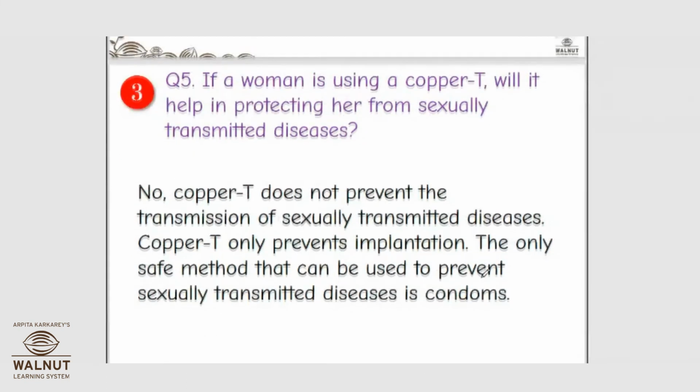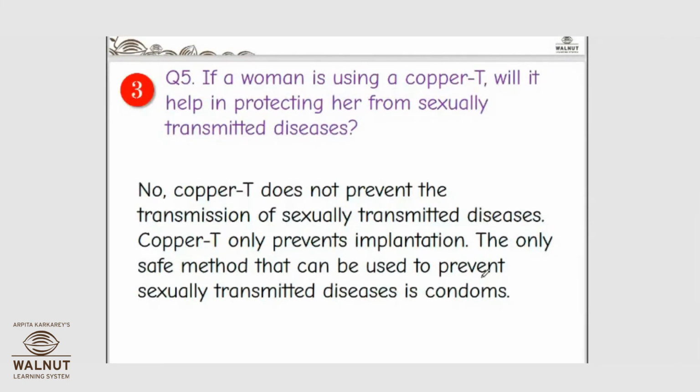If a woman is using copper T, will it help in protecting her from sexually transmitted diseases? Actually, no. Because what is the use of copper T? It is to prevent the entry of sperms, so it does not prevent the transmission of sexually transmitted diseases. It only prevents the implantation. The only safe method that can be used to prevent sexually transmitted diseases is condoms.